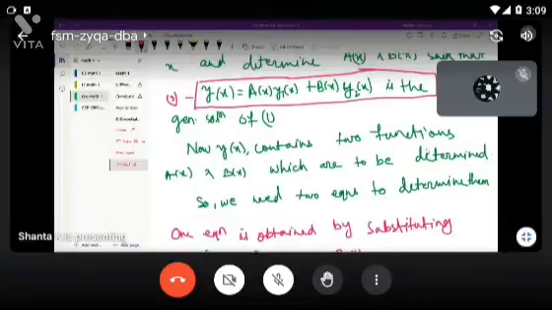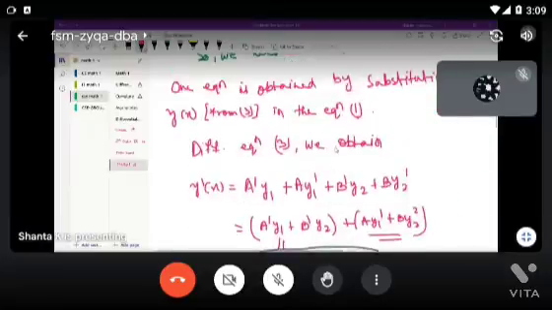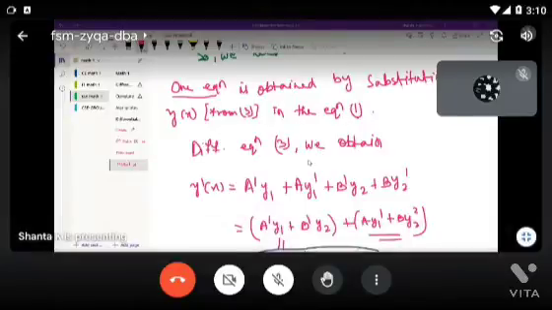y(x) contains two functions a(x) and b(x) which are to be determined. So we need two equations to determine them. One equation is obtained by substituting y(x) from 3 in the equation 1.